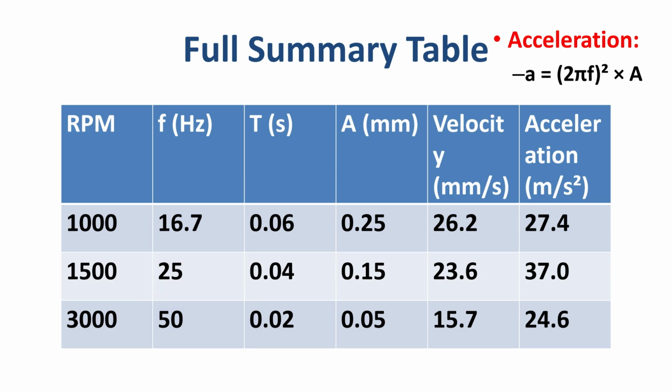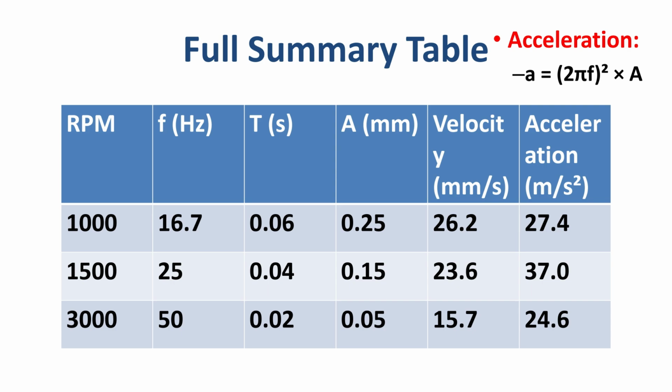Now you can calculate the time period. What is the time period? It's the reciprocal of the frequency, or you can say the reverse of the frequency. That means for 1000 it will be 1 divided by 16.7. In the same way for 1500 it will be 1 divided by 25, and for 3000 it will be 1 divided by 50.